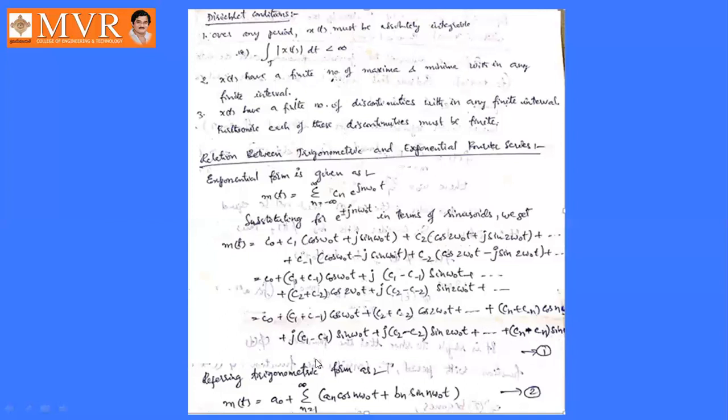Referring to the trigonometric form. So what is the trigonometric form? m of t can be represented in trigonometric form as m of t equal to a naught plus sigma n equal to 1 to infinity of a n cos n omega naught t plus b n sin n omega naught t. Let it be taken as equation number 2.